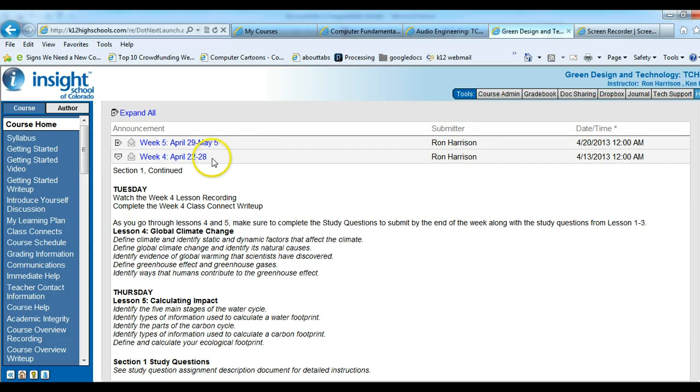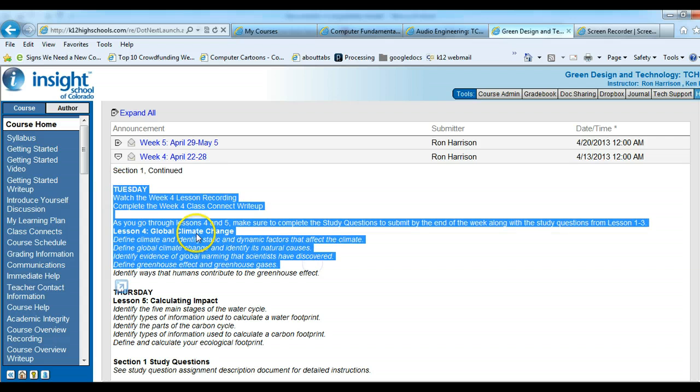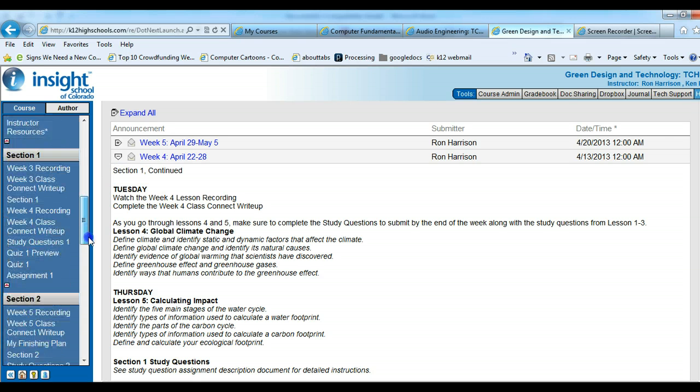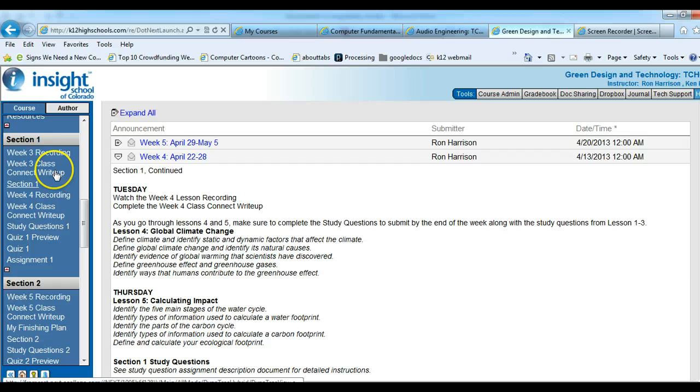You can see that week 4 goes from April 22nd to April 28th. And as always, I have things spread out into different days for the week. As you can see, week 4 is a continuation of section 1. So if I scroll down, here's section 1, and last week you did a little bit of section 1. This week we're wrapping up with section 1.